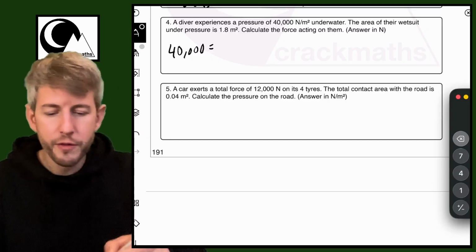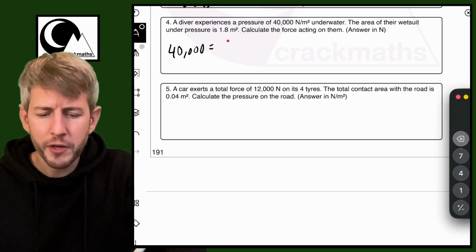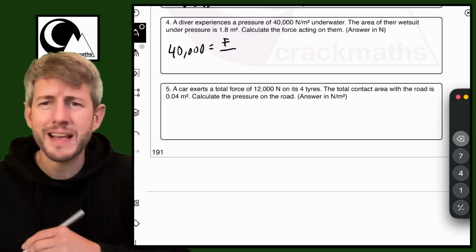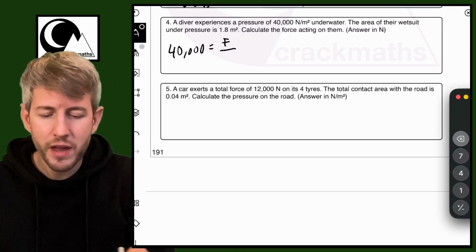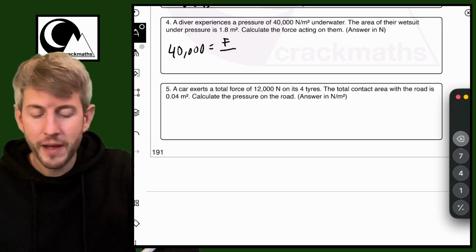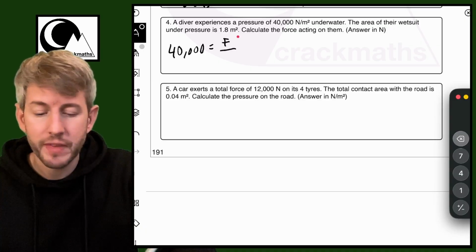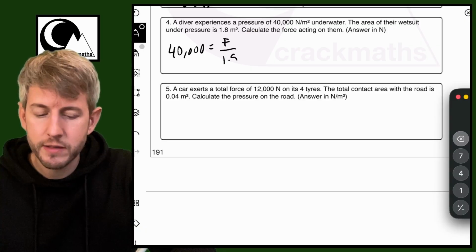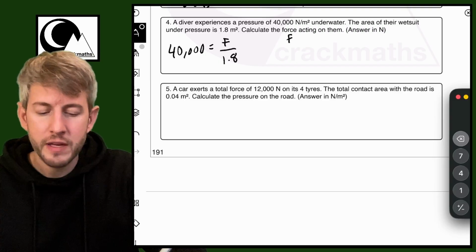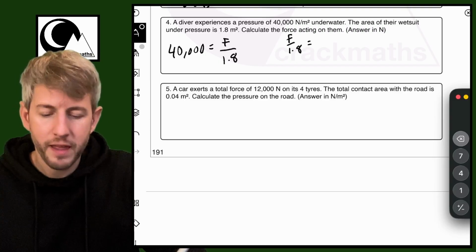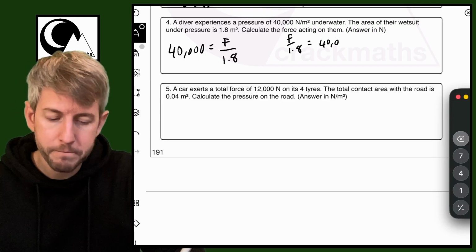We don't know the force, that's what we're after. I'm going to call it F this time for force. It's usually called force if you got this as a formula. And then we've got the area, force over area is going to be 1.8. Okay, so again, I'm going to rewrite it like this. F divided by 1.8 equals 40,000.